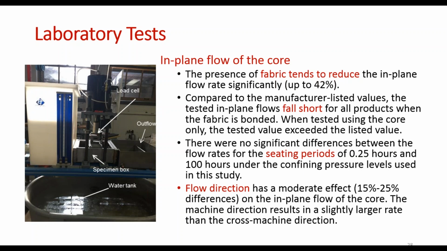And there were no significant differences between the flow rates for seating periods of about 15 minutes and 100 hours. The reason we do this is to see if there is some creep effect or time-related effect, because these are long-term service products. And the flow direction also has a little effect on the in-plane flow. There are 2 major directions: the machine direction and the cross direction. The machine direction results in a slightly larger rate, so this can help us determine which way we want to align the product.